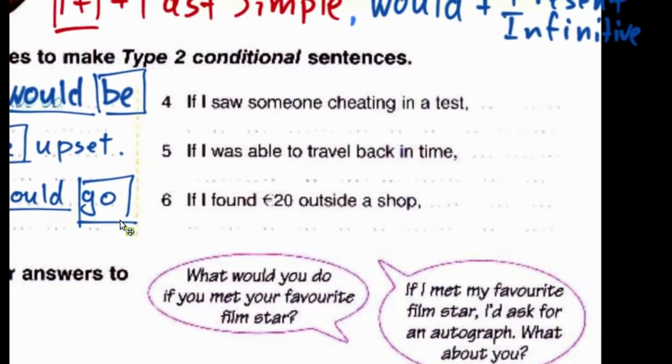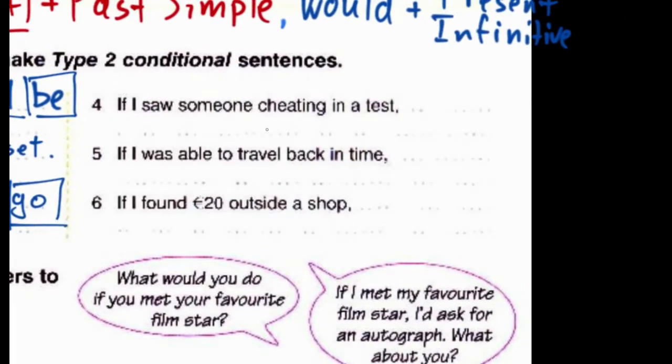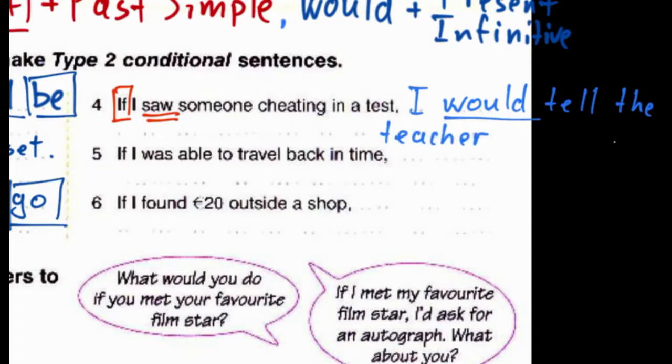Okay, number 4. If I saw someone cheating in the test, that's an imaginary situation again. If, and then past simple. But it all refers to the present. I would tell the teacher. Here again I have the modal verb and then present infinitive.